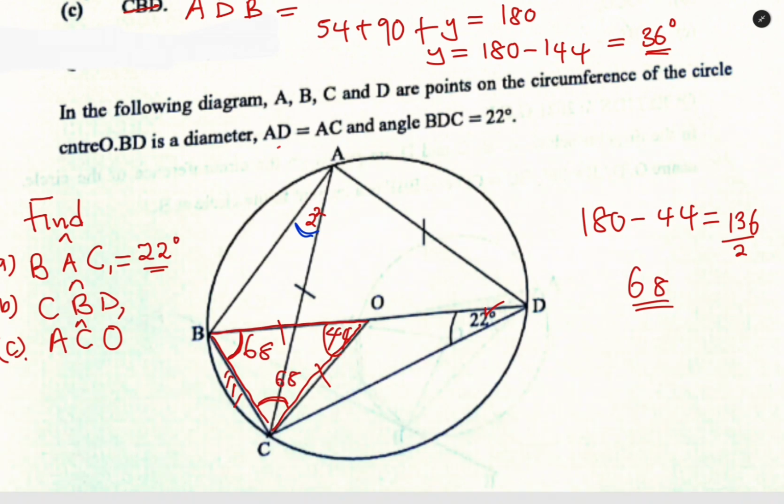Like I said, there are quite different approaches that you can use to handle these questions. So that is how you find this angle. Then the last one, which is ACO. So which means we are just looking for this angle here. How do you find this one?